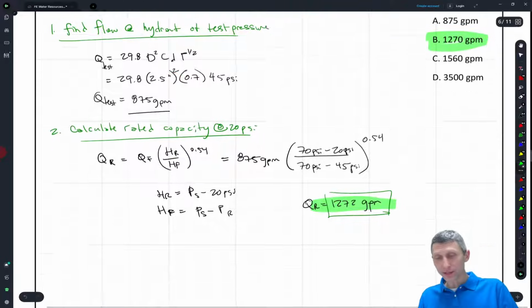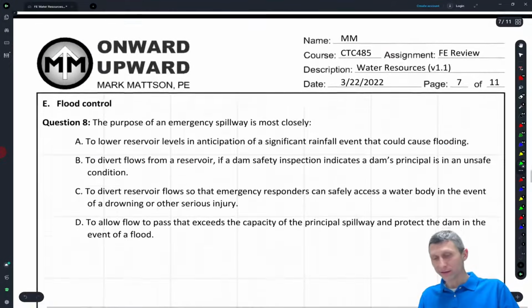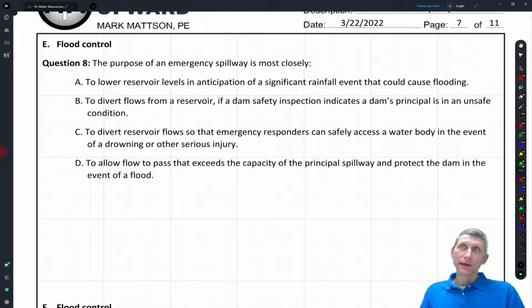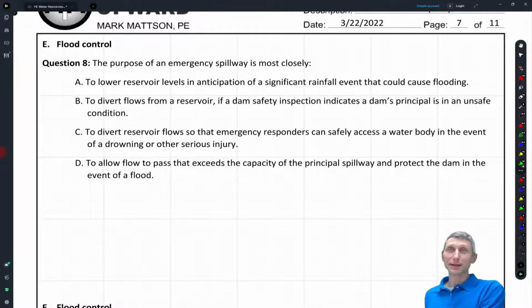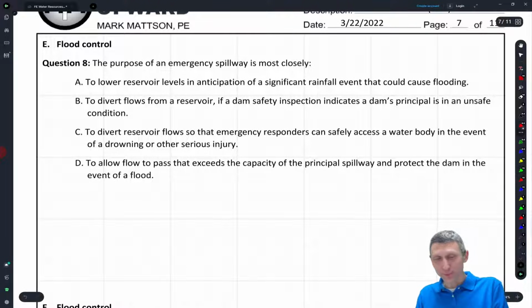Okay, the next couple questions are concept questions. So, purpose of an emergency spillway. What's an emergency spillway? It sounds like it's used in an emergency. So don't take the bait and don't say that it's for first responders. Okay, so emergency responders, no, that's not what it's for. Emergency spillway is not for that. What is an emergency spillway?